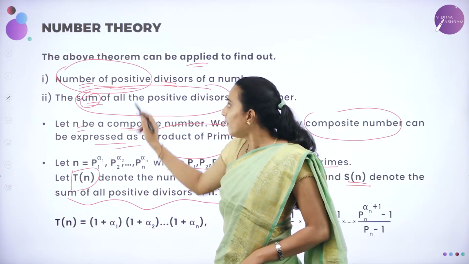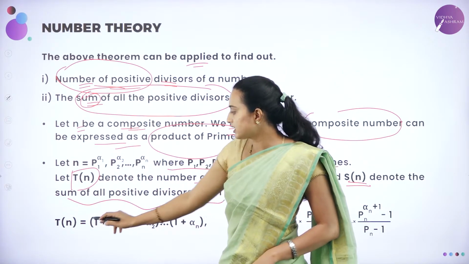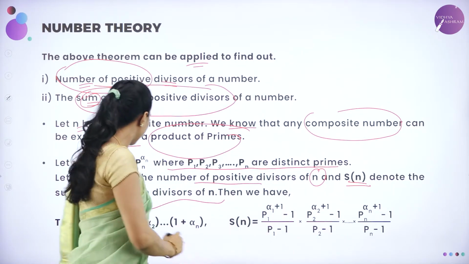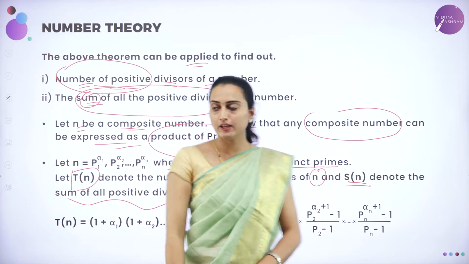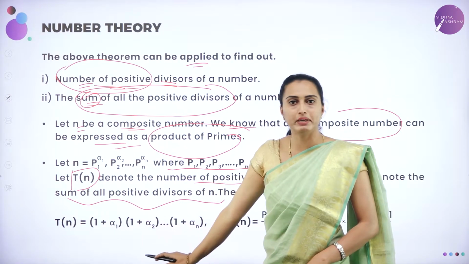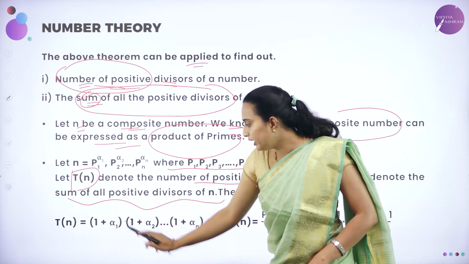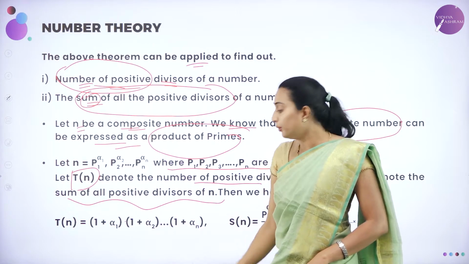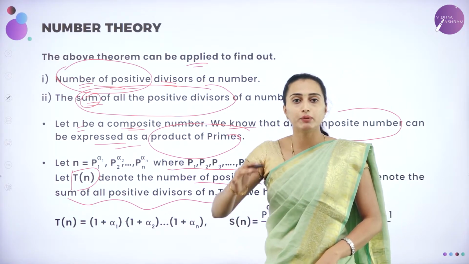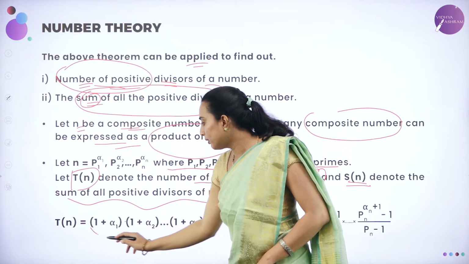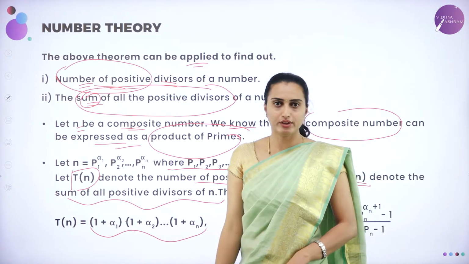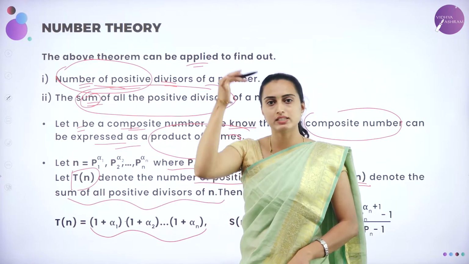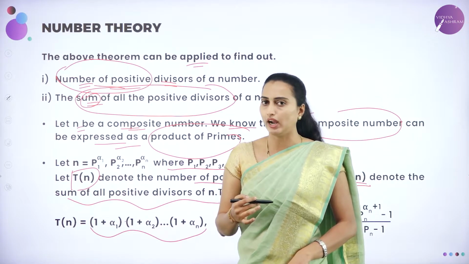The number of positive divisors can be given by the formula (1 plus alpha 1), be careful here, into (1 plus alpha 2), into (1 plus alpha 3), and it will move on up to (1 plus alpha n). Here n means the number of distinct primes, and that is where it ends.